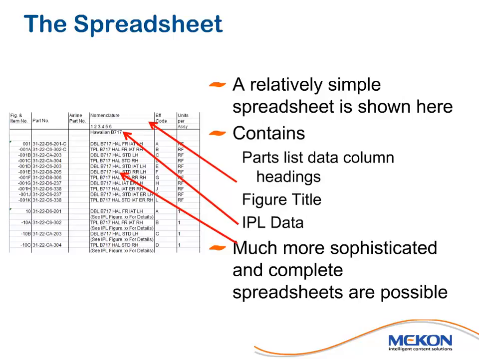You can also have the figure number, file name and things like that in, but this one's just got the figure title. And as you can see from the rest of it, it's the IPL data itself, and that's what gets mapped across. Now clearly the more you put into this, like chapter numbers and all sorts of things like that, the more useful it will be, and the less you'll have to put in afterwards.